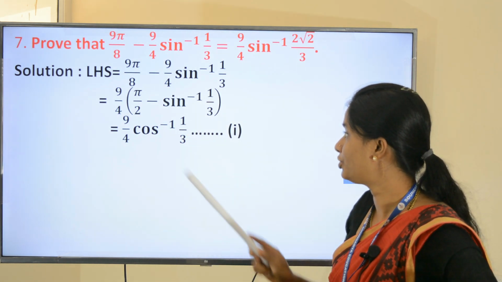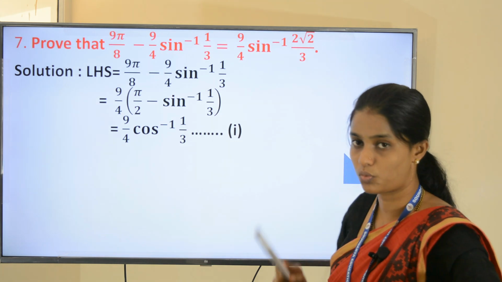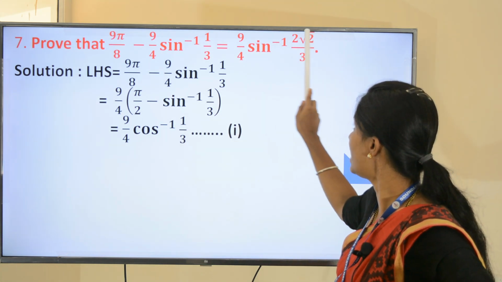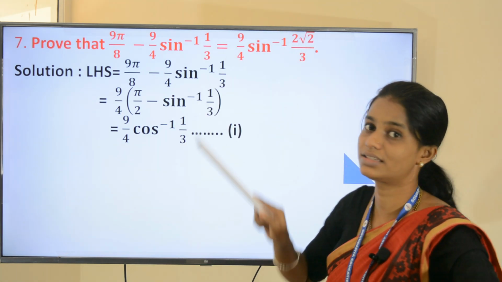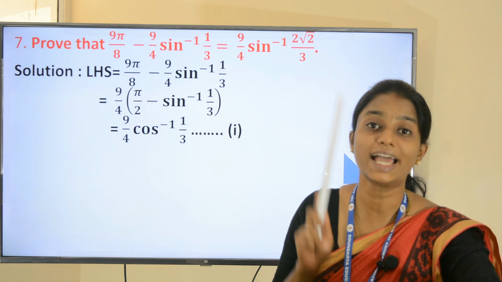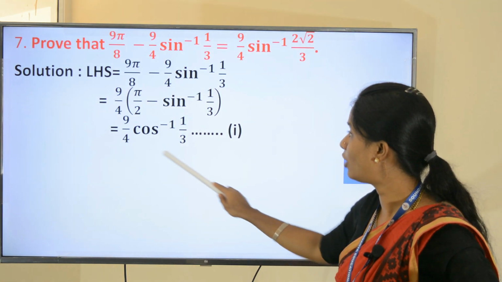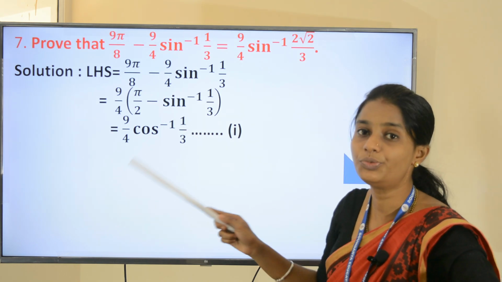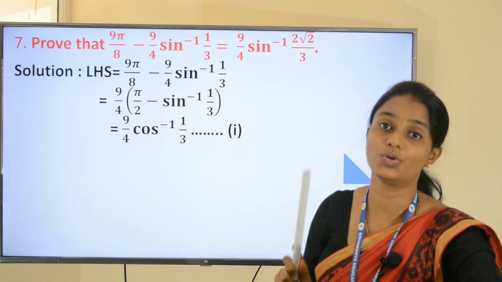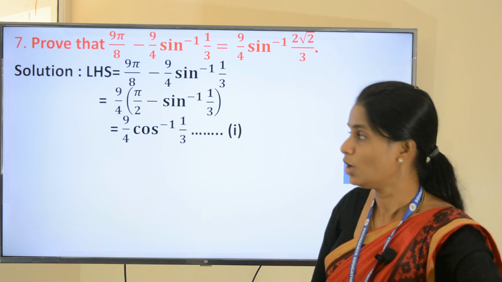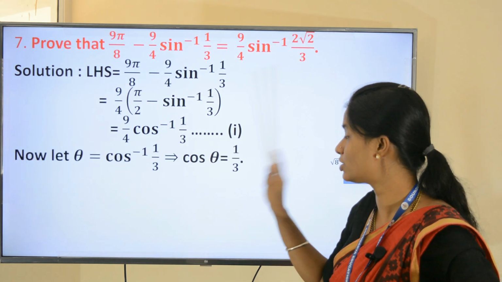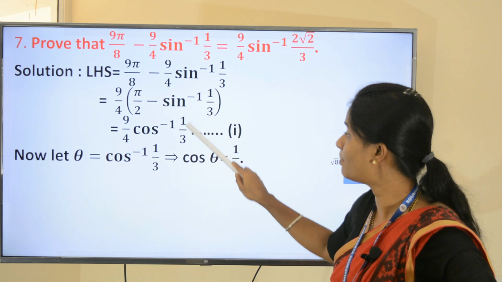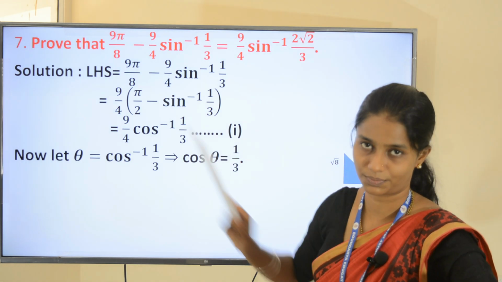Now what I am going to do, I'll label the expression as 1, but in the right hand side I should get the answer in terms of sine inverse. Okay, now what I have to do is convert cos inverse of 1 by 3 into the sine inverse trigonometric function. What I will do here, students, please observe, cos inverse of 1 by 3, I'll name it as theta.